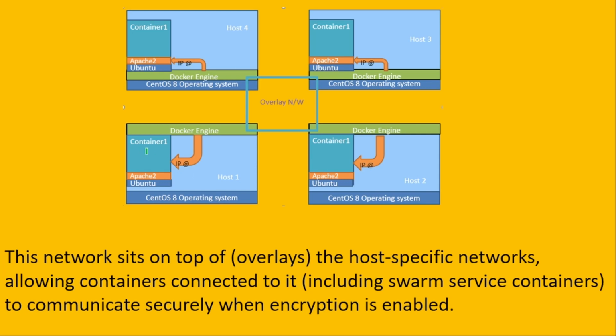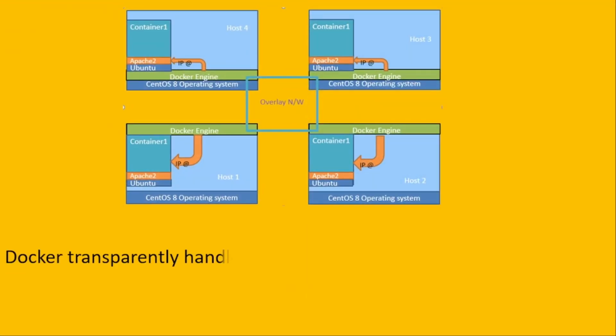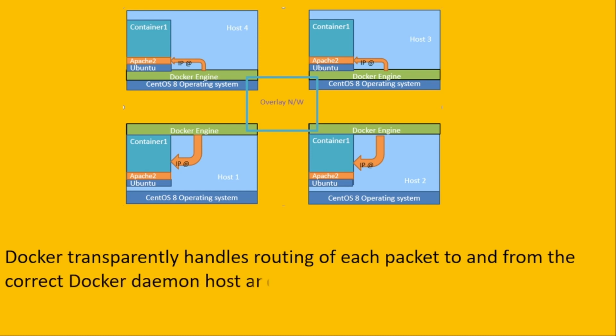So container 1 can send the packet to this container 1 with the help of overlay network. So that sits here. So when it goes out, this is the overlay network. So it understands the CentOS 8 operating system and it sends it inside. Whether it's 8 or 9, no issue. Docker transparently handles routing of each packet to and from the correct Docker daemon host and the correct destination container.